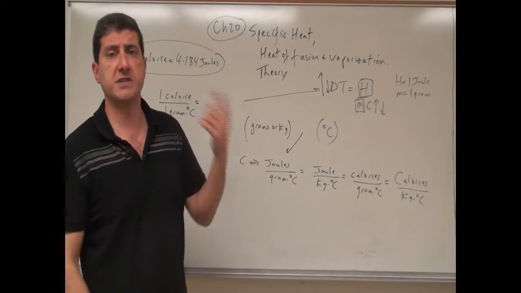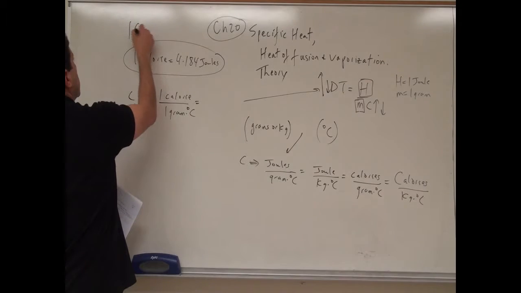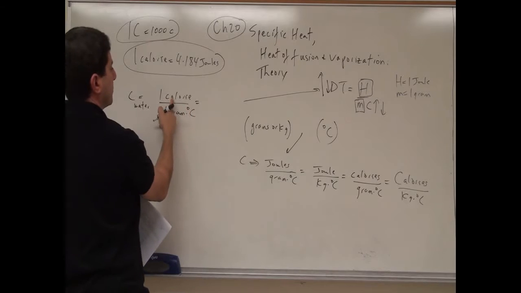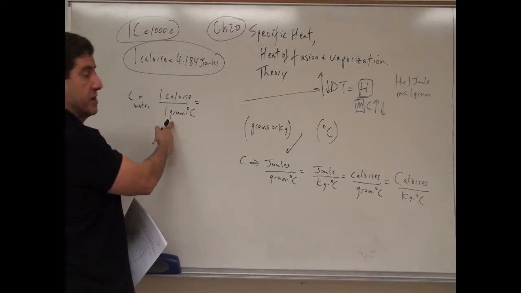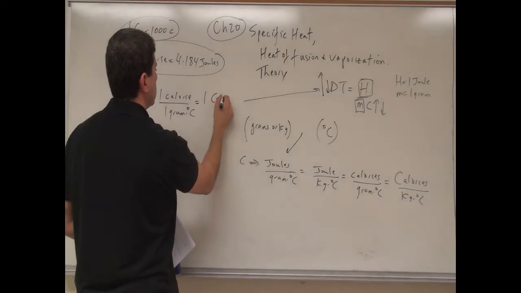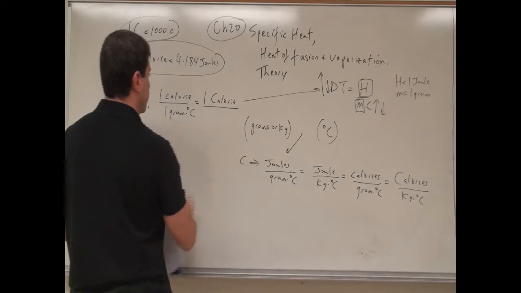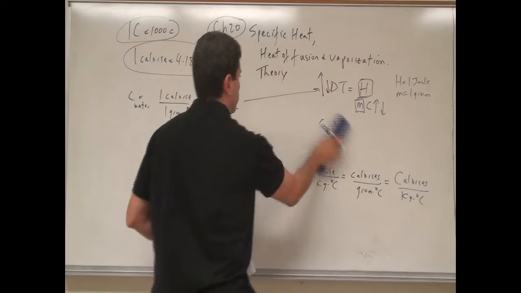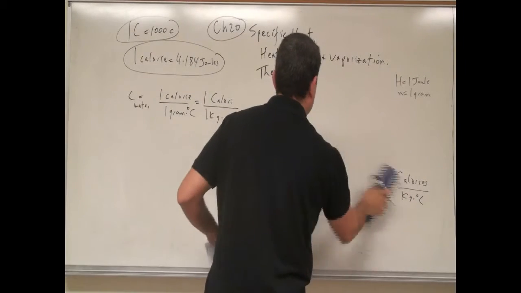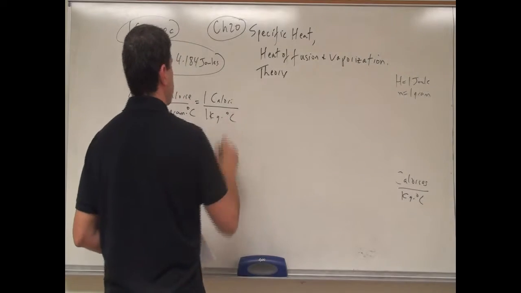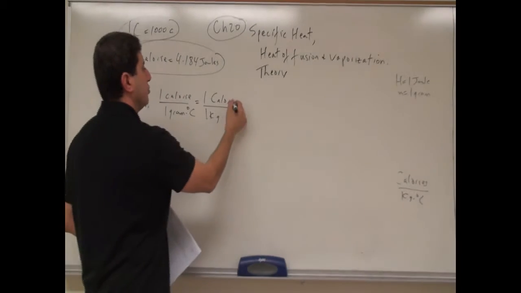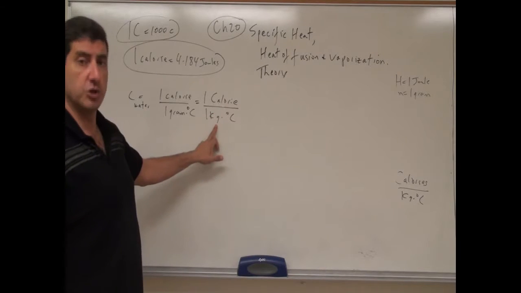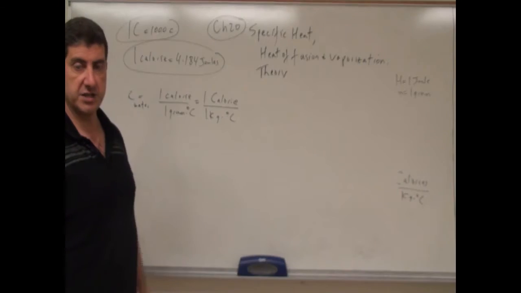1 food calorie is 1,000 small calories. So then we can multiply this by 1,000 and multiply the bottom by 1,000, and then we'll get 1 food calorie divided by 1 kilogram of water times 1 Celsius, right? So that would mean it would take 1 food calorie of heat to change the temperature of 1 kilogram of water by 1 degree Celsius, right?